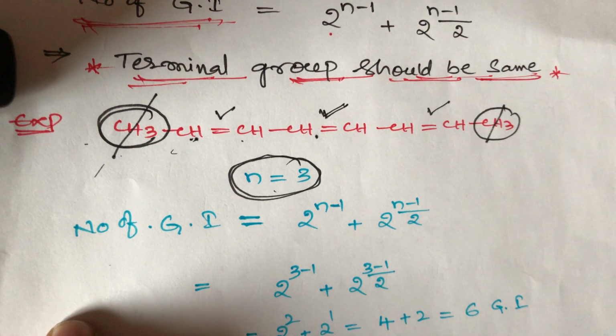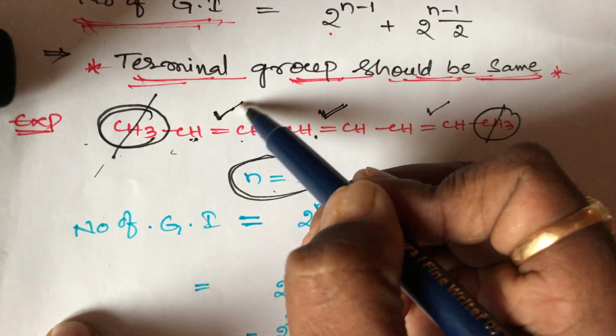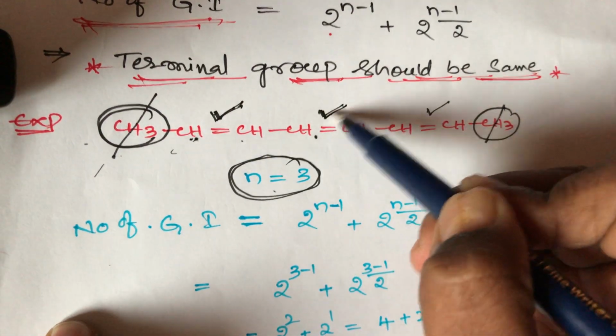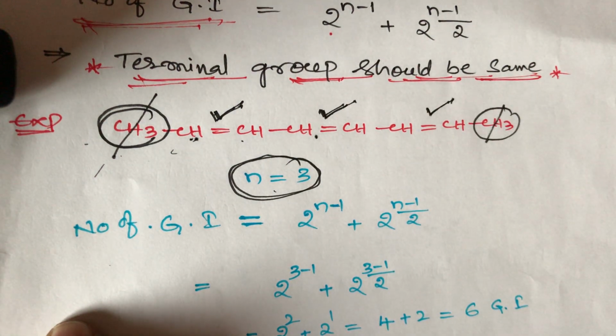These are the important points, students. The n value means the number of sites that will show geometrical isomerism. Here 3 sites are there. A site means a double bonded carbon. This is a double bonded carbon, this is also a double bonded carbon, and this is also a double bonded carbon. So 3 double bonded carbons will show geometrical isomerism. That's why the n value is 3.